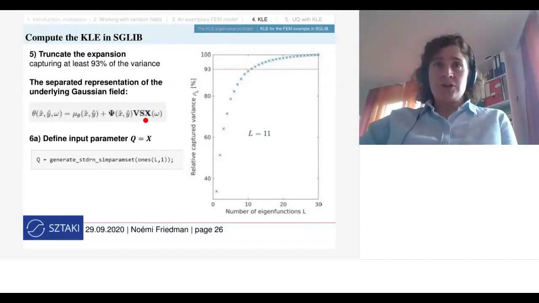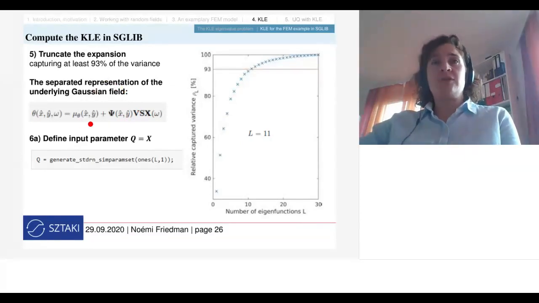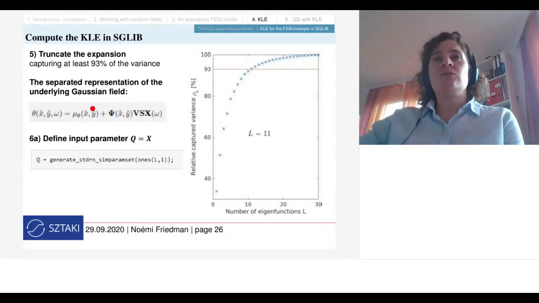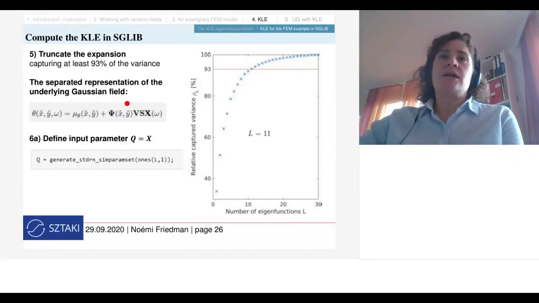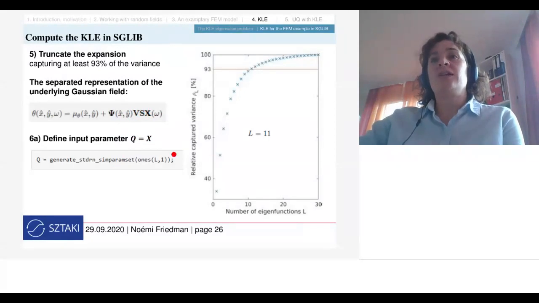So now my truncated expansion for the underlying Gaussian field is the mean field, which is 0, plus my spatial nodal basis functions, which is 192 functions collected in a horizontal vector, times the V matrix, which has 11 columns and 192 rows. S is an 11 by 11 diagonal matrix collecting all the scaling factors, and X is a vector of 11 Gaussian random variables.